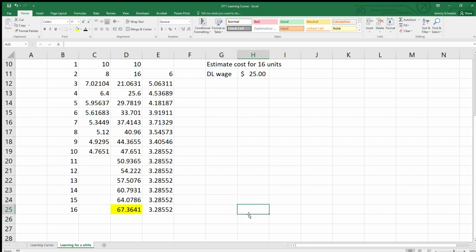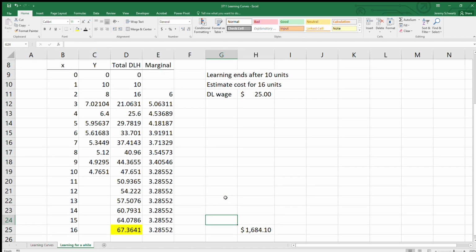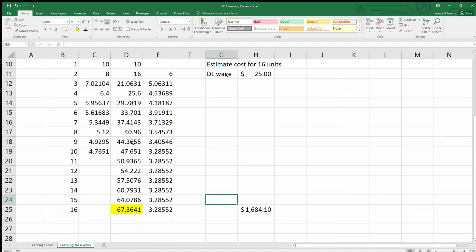So our estimate of cost then would be 67 times 25, or 1,684. So after 10, we no longer have learning take place. We have 1,684.10. That would be our cost under this scenario.